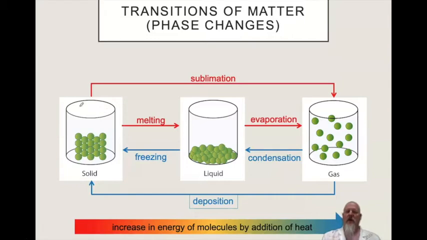Okay, so there are situations where we'll go straight from a solid to a gas, like dry ice or something like that. Frozen carbon dioxide will convert straight from a solid to a gas, and that process is called sublimation. And it will go the other way also. Going from a gas to a solid is called deposition. You can see it down there. So what's going on here?